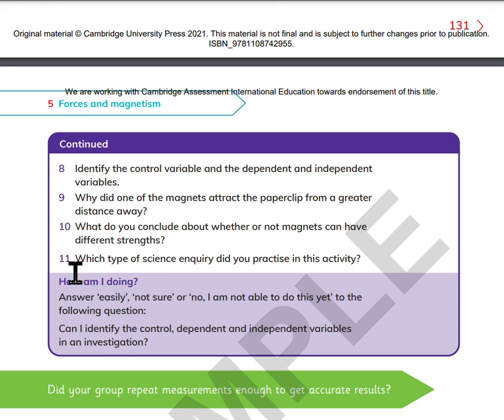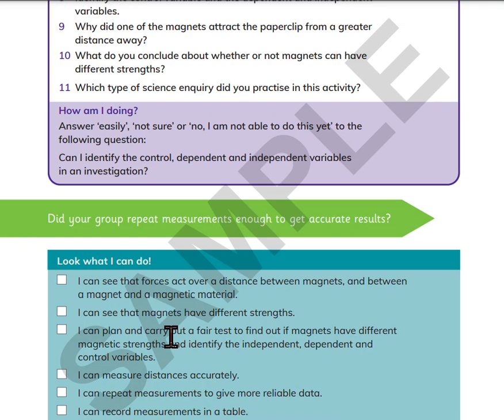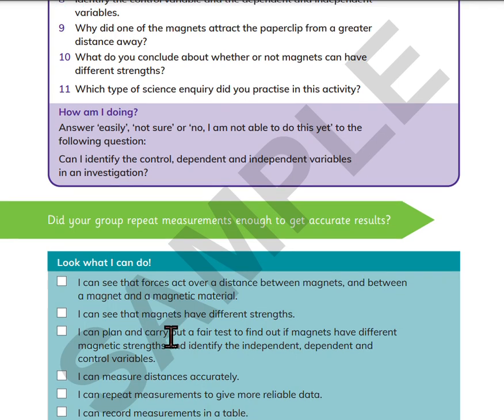How am I doing? Answer easily, not sure, or no, I am not able to do this yet to the following question. Can I identify the control, dependent, and independent variables in an investigation? Did the group repeat measurements enough to get accurate results?